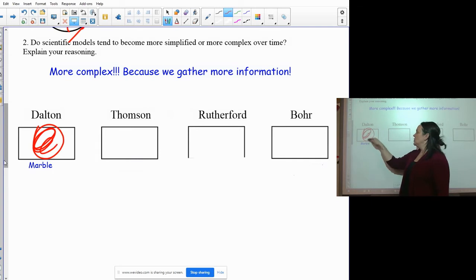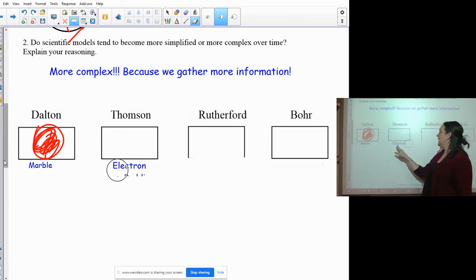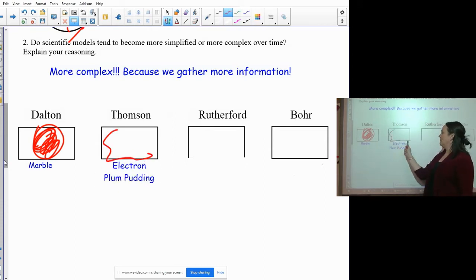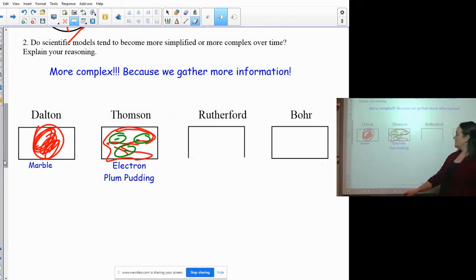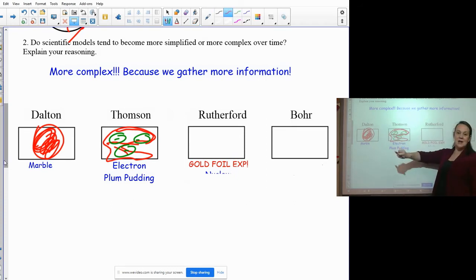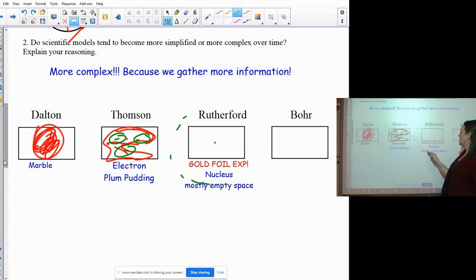No pieces, no parts, no nothing, just a marble. Then Thomson came along and he found the electron and thought it looked like plum pudding. So we have this positive mush, and in the positive mush are the negative electrons. Then Rutherford did the gold foil experiment where he fired a bunch of bullets there and accidentally hit something. And what he hit was the nucleus. And he just said, teeny tiny nucleus, most of the atom is empty space. He said the nucleus was three things: small, dense, positively charged.